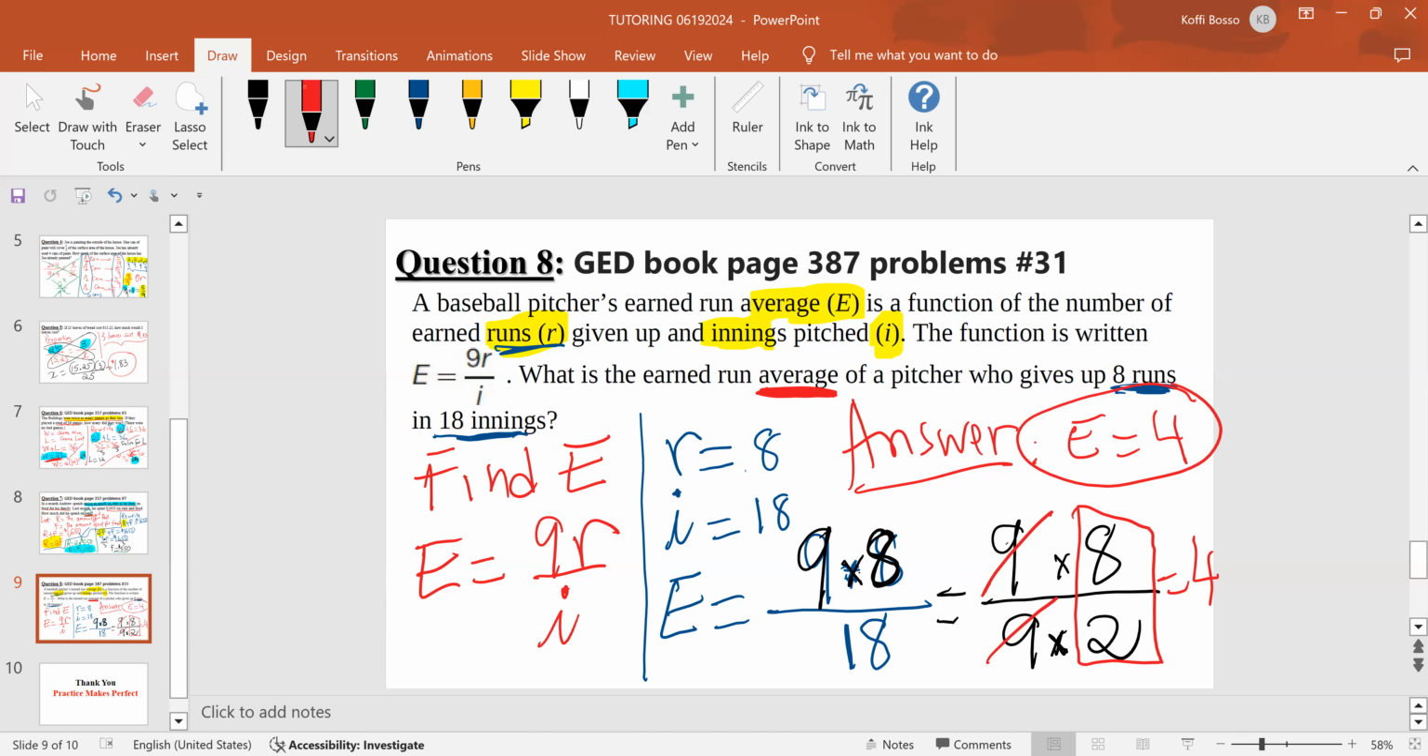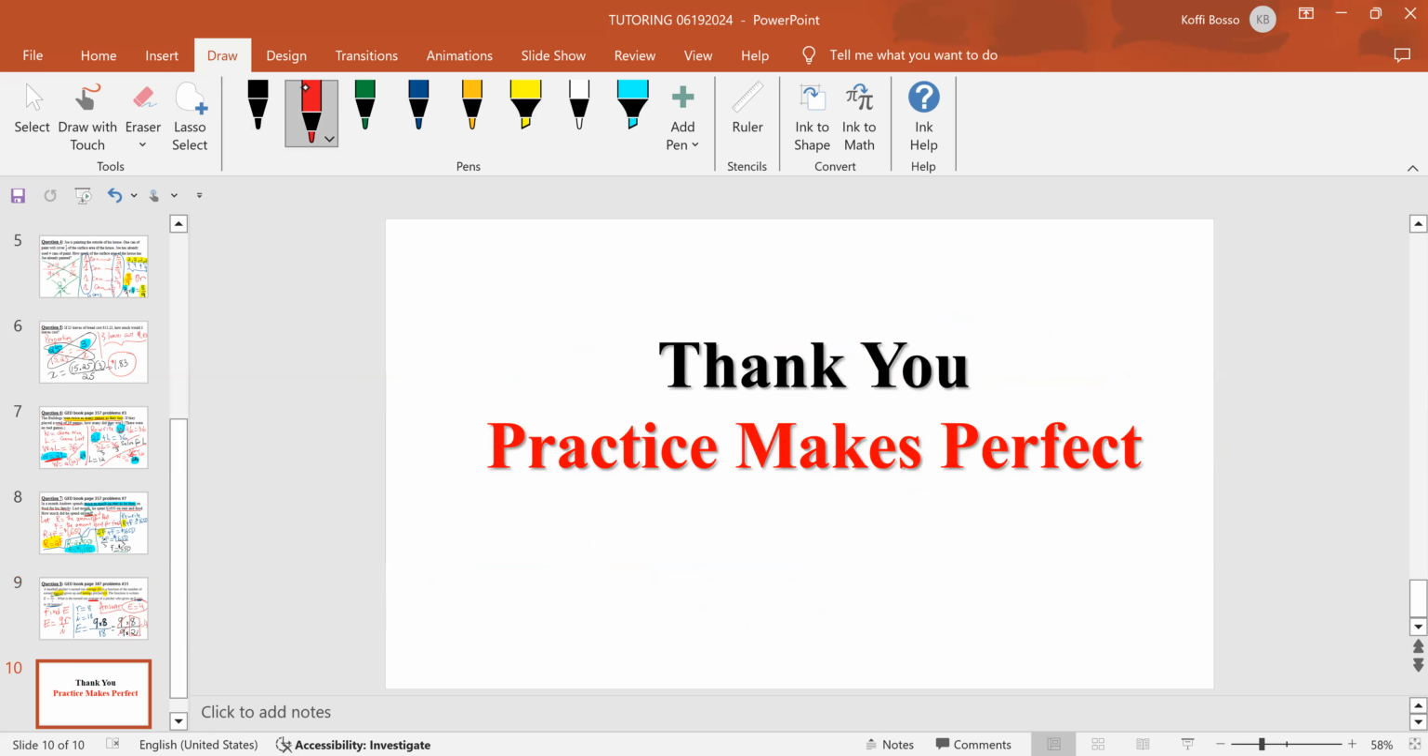So if they give you this question and say do not use a calculator, don't do 9 multiplied by 8 to get 72 and then 72 divided by 18. It's a lot. Instead, break it down to see if there's a way to cancel out something. So easily you get the answer like this.